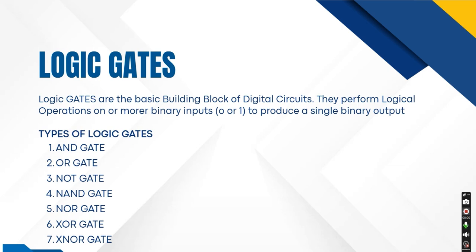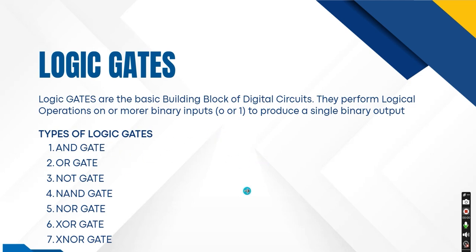Now you could ask yourself, what is a truth table? Let us get a good definition for the truth table. A truth table is a table used in logic and digital electronics to show all possible input combinations to a logic circuit.